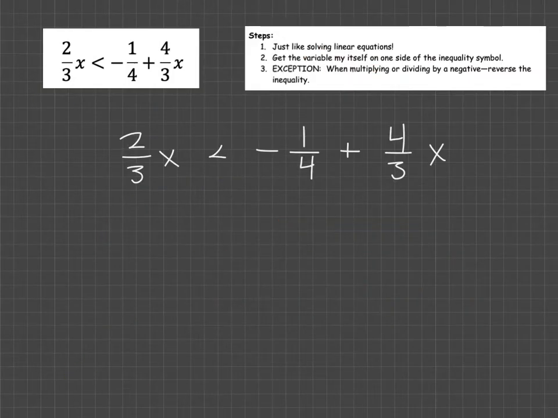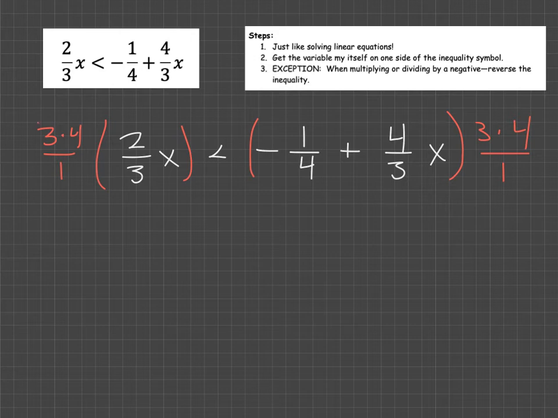Okay, this one has denominators. It has fractions. So let's remember what we did when we were looking at linear equations. We wanted to clear those fractions, so we multiplied both sides by denominators. So that's what we're going to do here. We have a denominator of 3 and 4. We're going to multiply both sides by 3 and 4 over 1. And that's going to make those denominators cancel out.